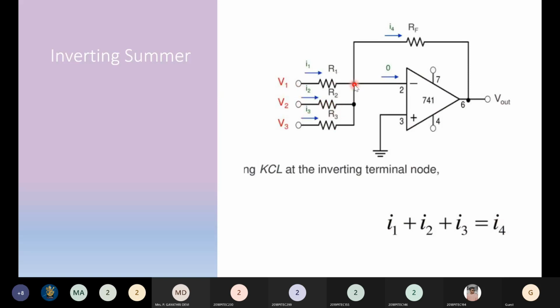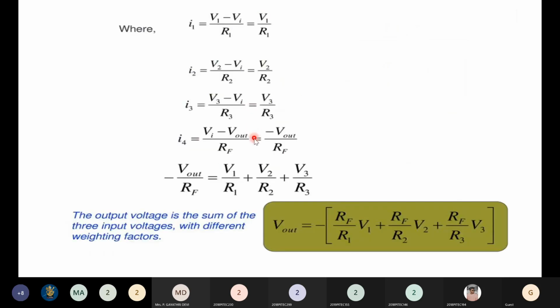All these things are flowing into the circuit, and I4 is flowing out of the circuit. So total current flowing into the circuit and out of the circuit are equal. Write equations for all these currents. When you equate, you'll get this expression, right? That's what I said. It's very simple, right? Hope you all got this.